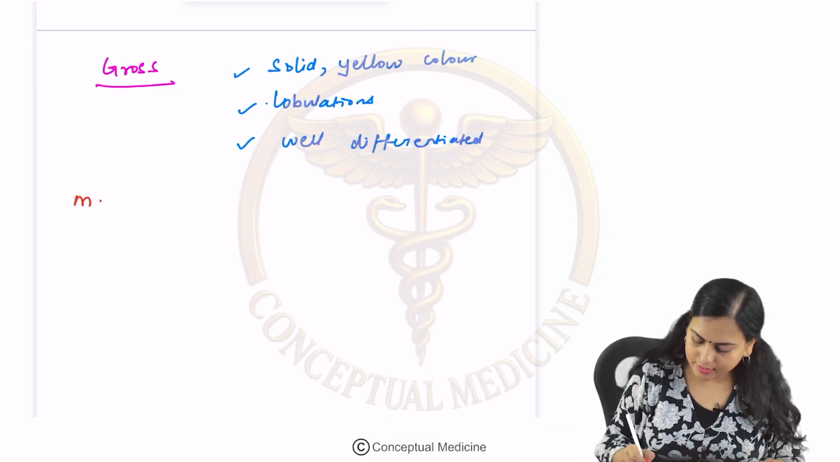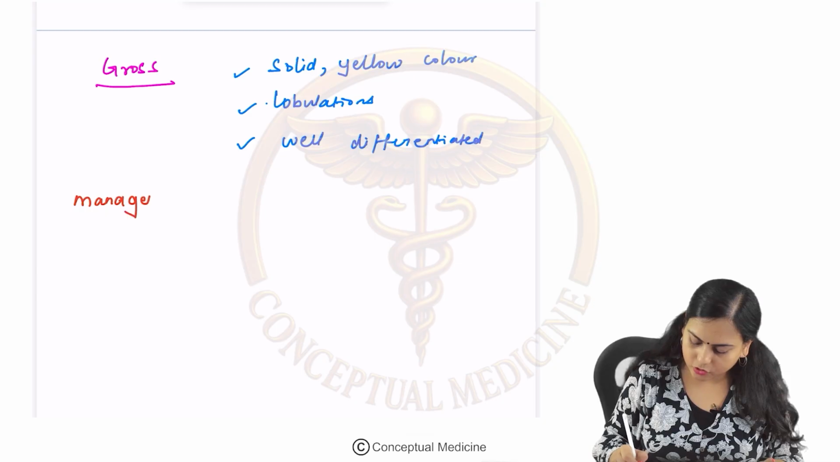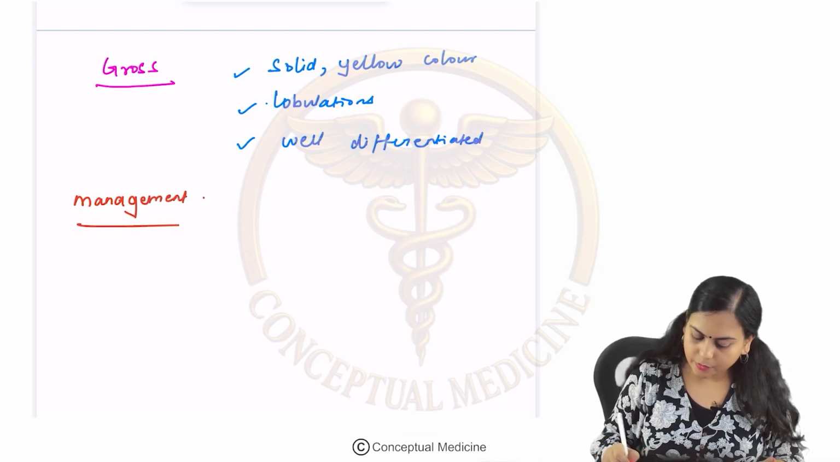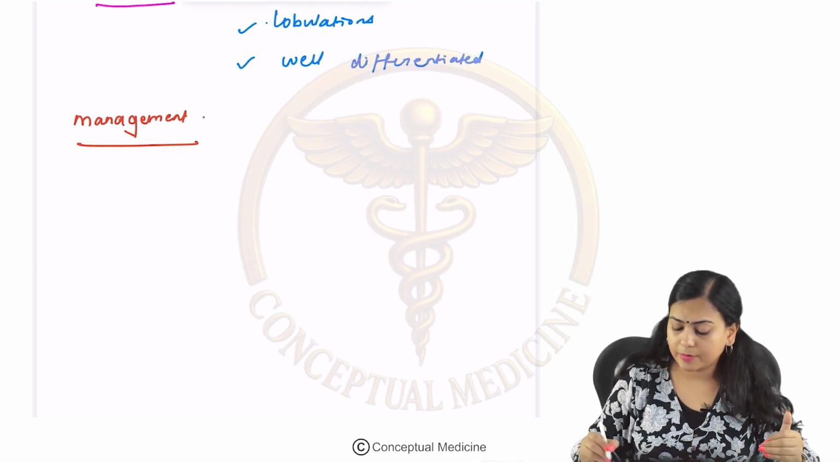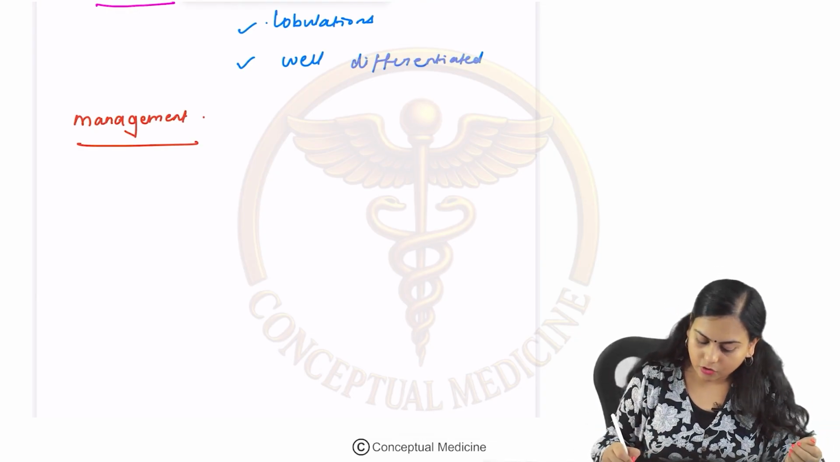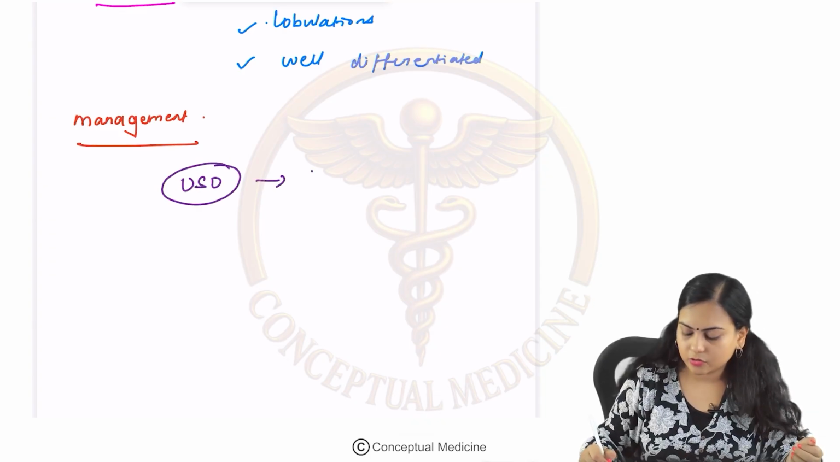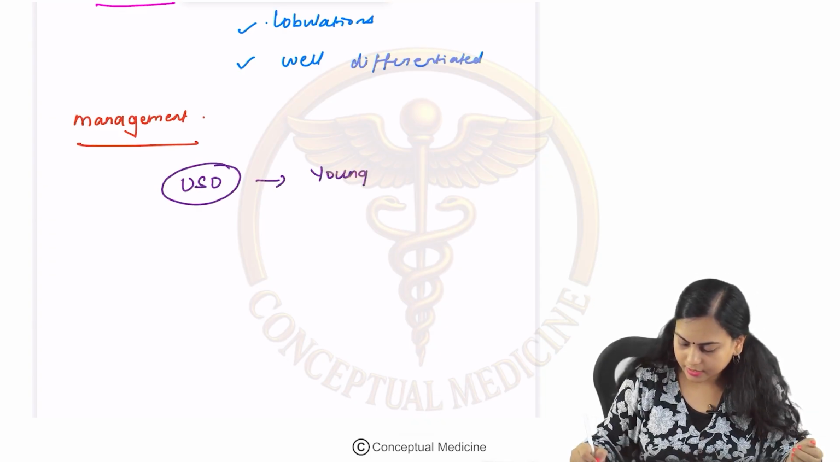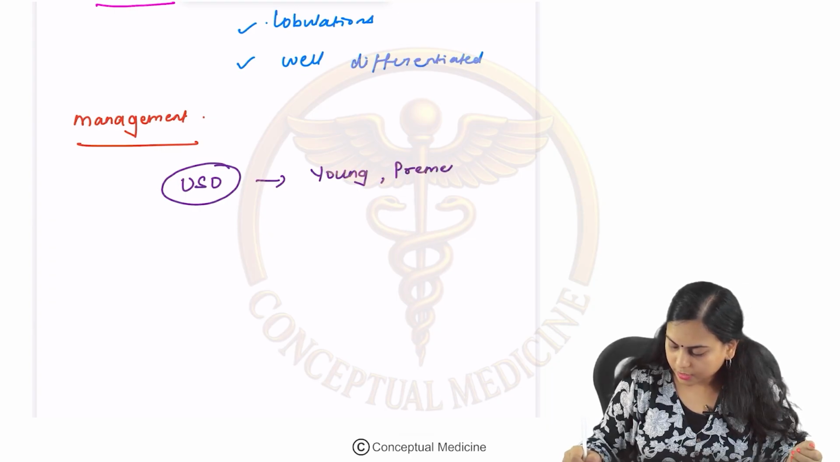So, now let us see about the management of these tumors. Suppose if the female is a premenarchal female or a young female, you will offer her a unilateral salpingo-oophorectomy. Okay, so it is offered when she is a young premenarchal female.